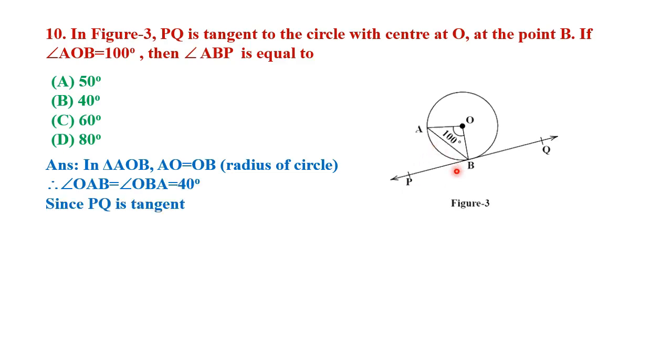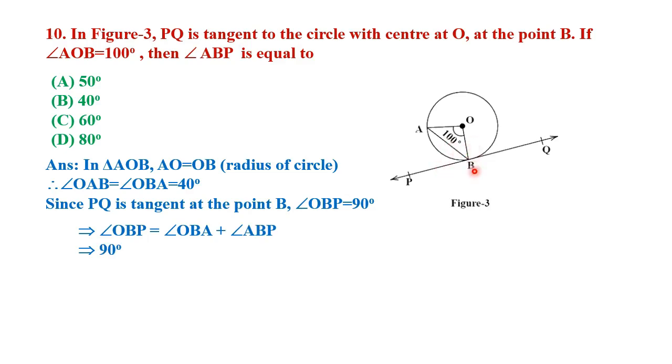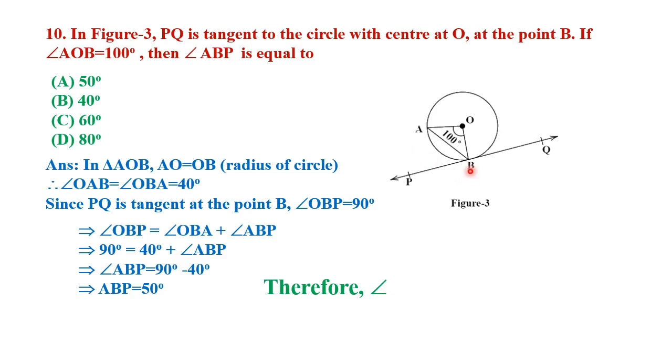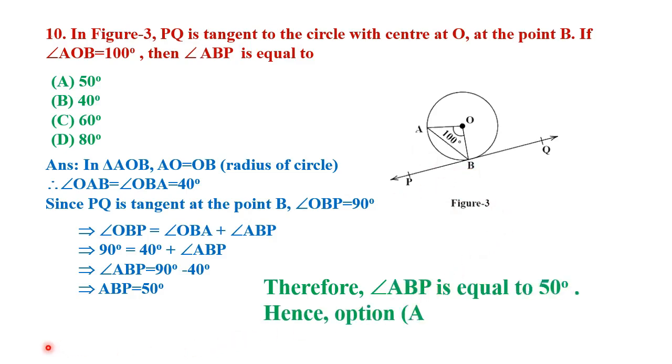Since PQ is tangent at the point B, angle OBP is equal to 90 degree, which implies angle OBP is equal to angle OBA plus angle ABP, which implies 90 degree is equal to 40 degree plus angle ABP, which implies angle ABP is equal to 90 degree minus 40 degree, which implies ABP is equal to 50 degree. Therefore, angle ABP is equal to 50 degree. Hence, option A is the correct answer.